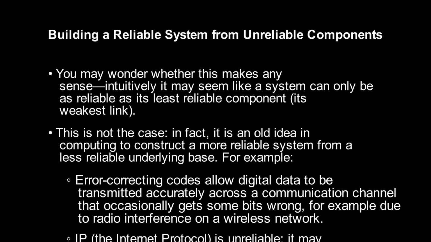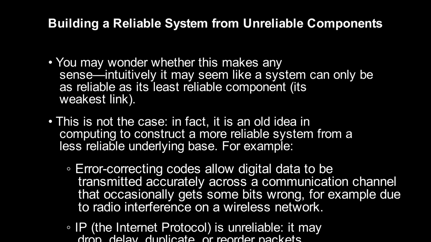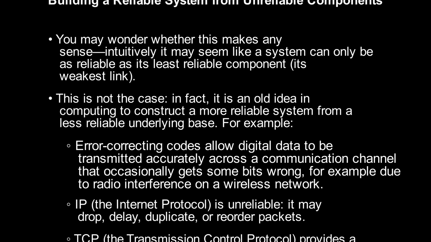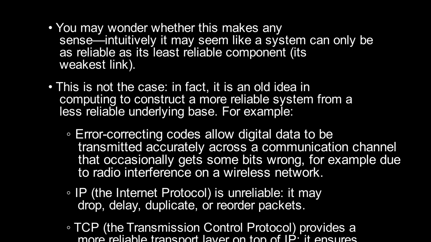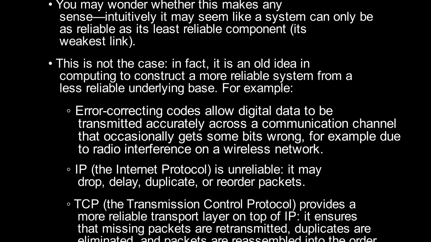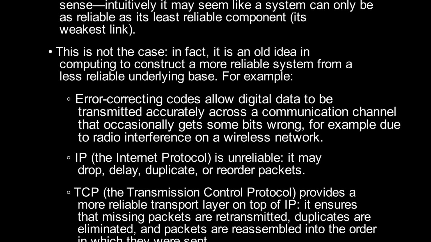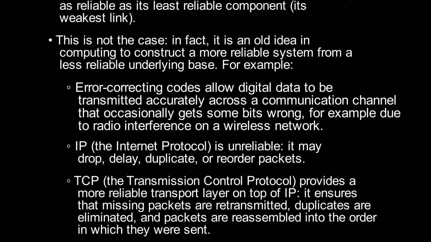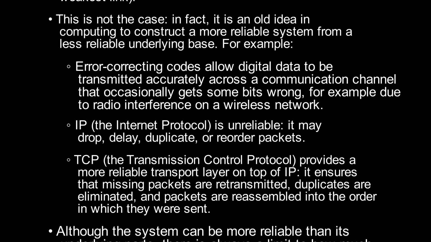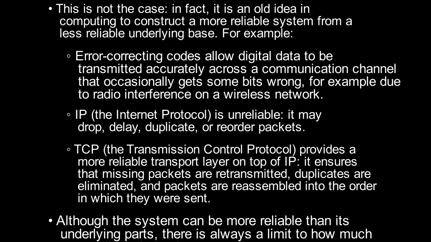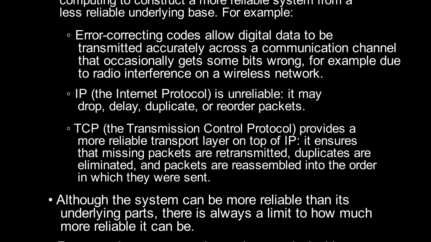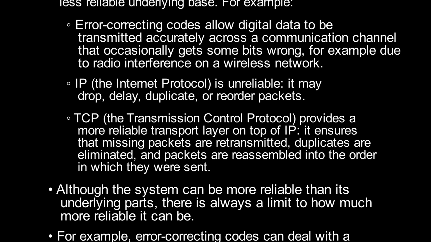For example, error-correcting codes allow digital data to be transmitted accurately across a communication channel that occasionally gets some bits wrong, for example due to radio interference on a wireless network. IP, the Internet Protocol, is unreliable. It may drop, delay, duplicate, or reorder packets. TCP, the Transmission Control Protocol, provides a more reliable transport layer on top of IP. It ensures that missing packets are retransmitted, duplicates are eliminated, and packets are reassembled into the order in which they were sent.